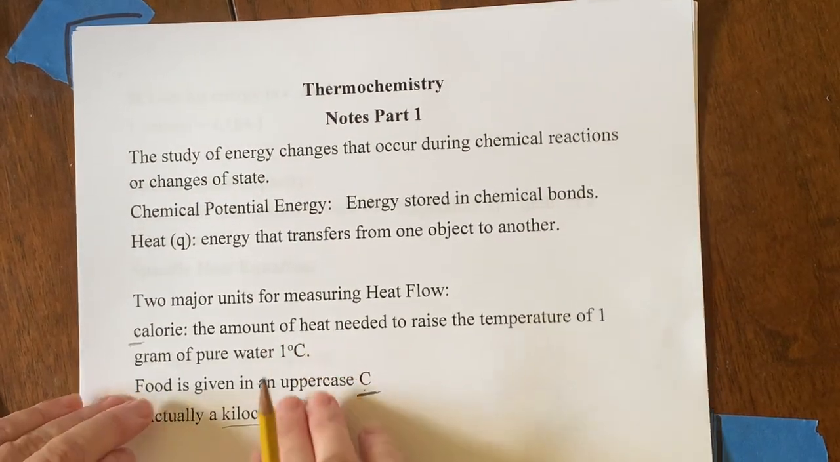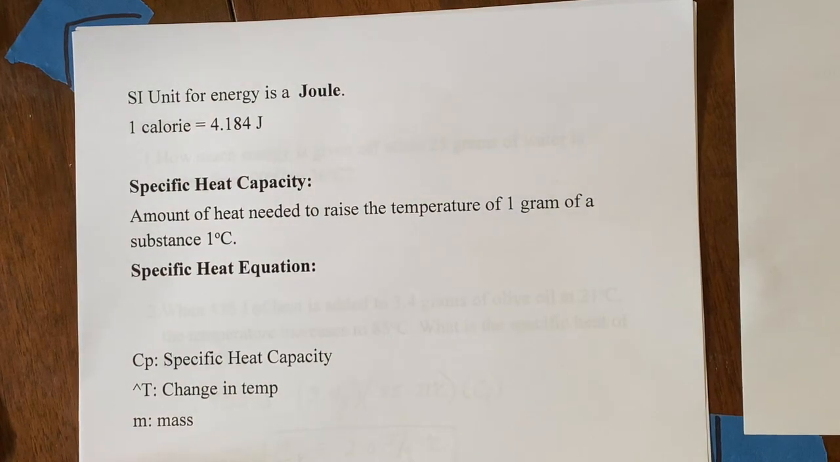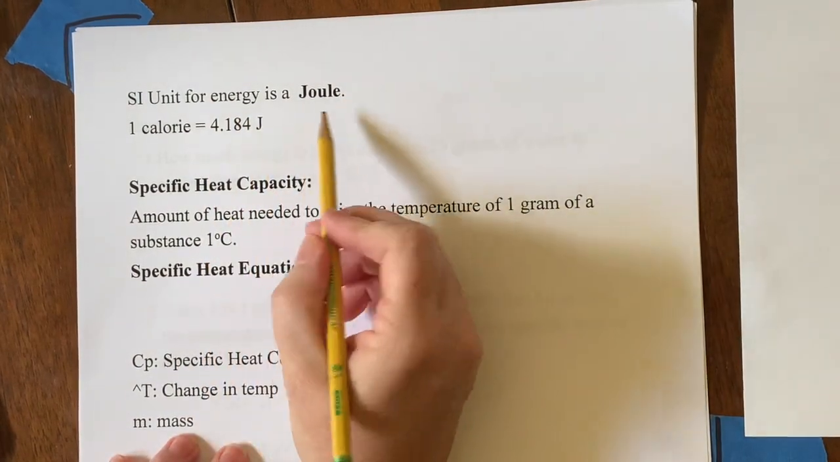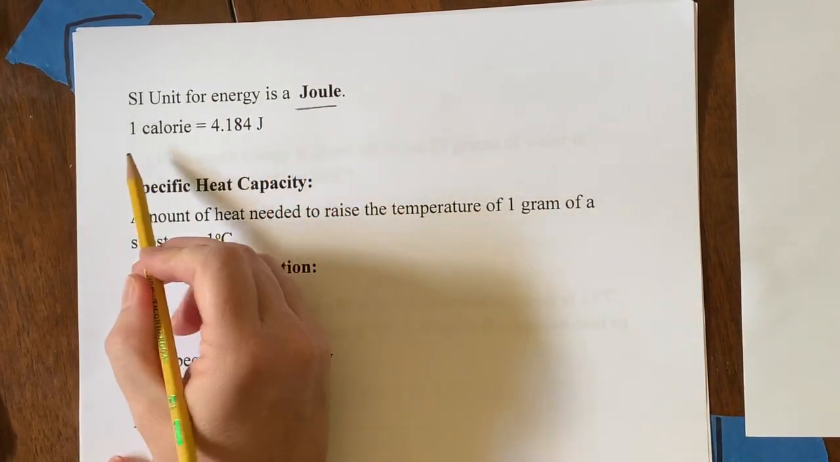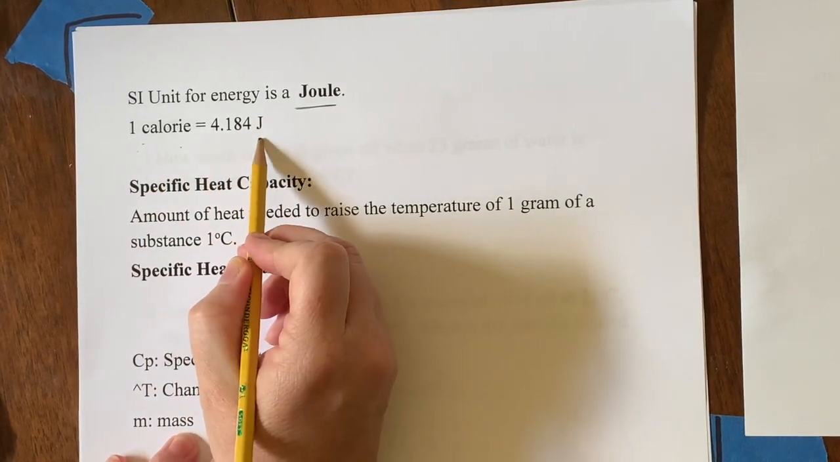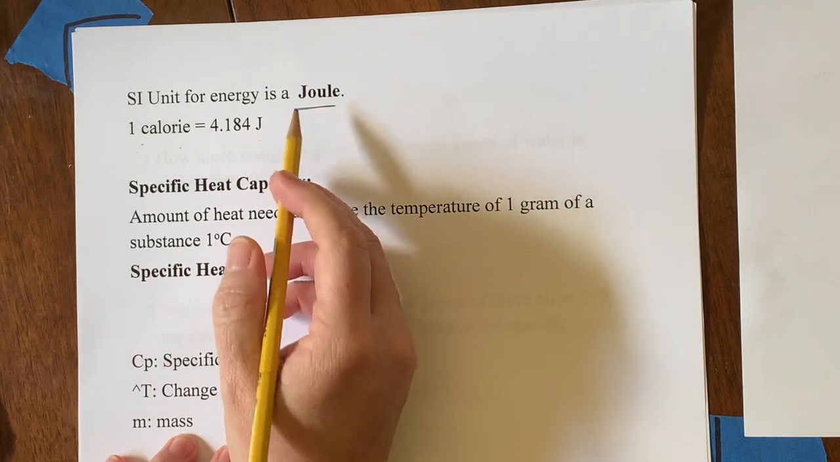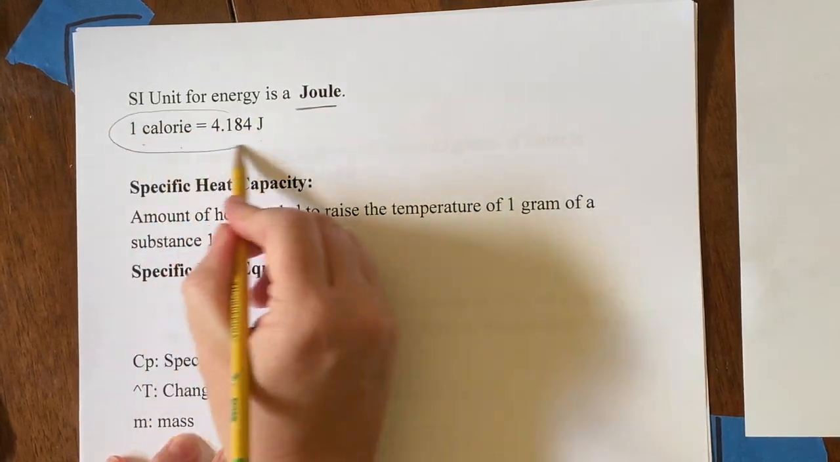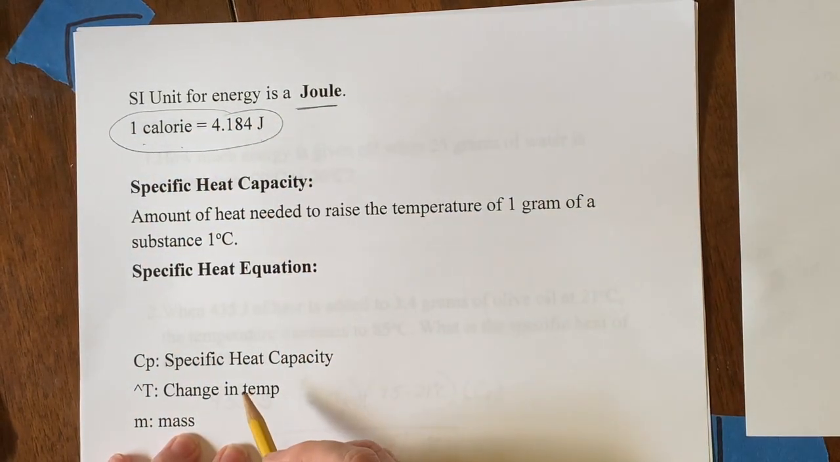The SI unit for energy is the joule. 1 calorie, lowercase c, is equal to 4.184 joules. This is one that certainly does come up as we go through this unit.